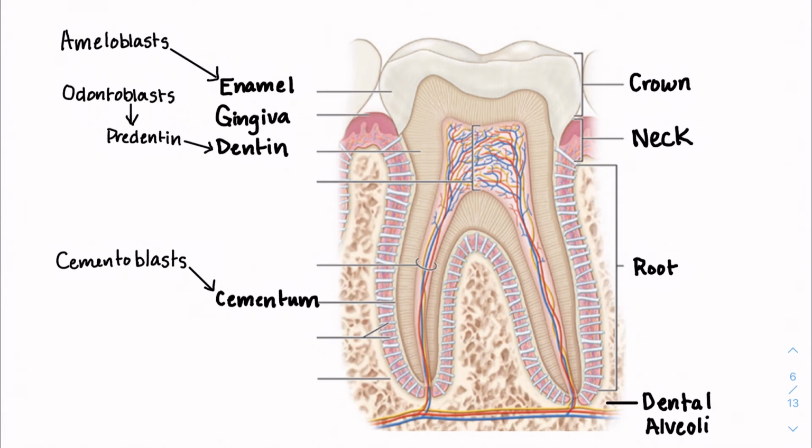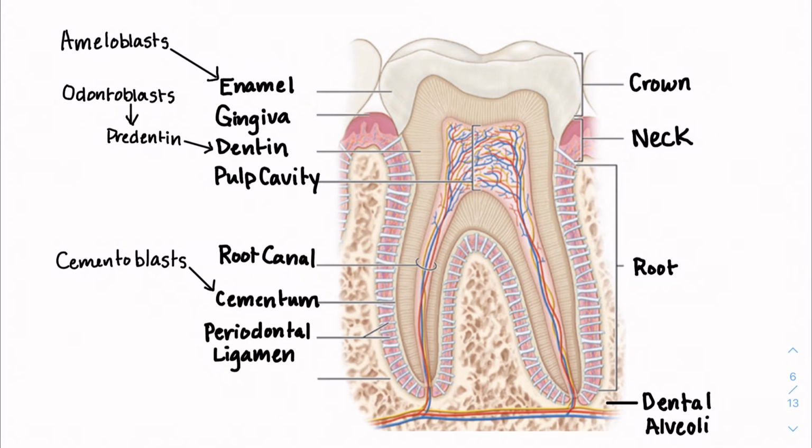Dentin surrounds the pulp cavity, which supplies vasculature and nervous innervation. The pulp cavity narrows in each root, which is called the root canal. The periodontal ligaments connect the alveolar bone of the maxilla or mandible to the cementum of each tooth.